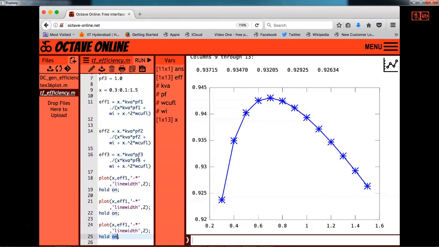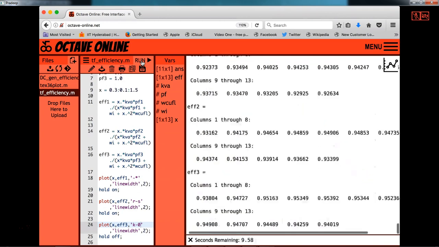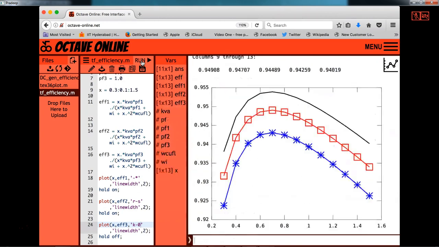To differentiate, I'll use different colors. So maybe red color and green color maybe, or black color. So hopefully if there are no errors in the program, you'll be able to see this one. Yes, I think now you're able to see the result.